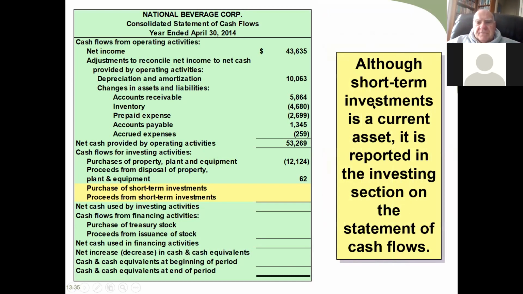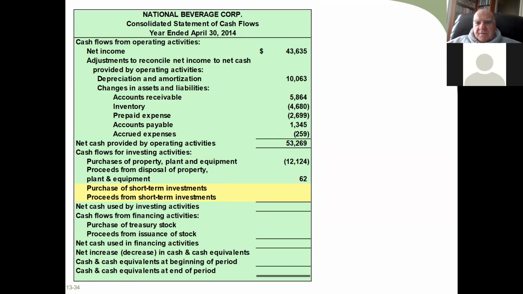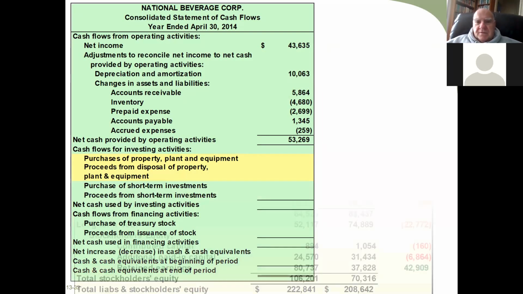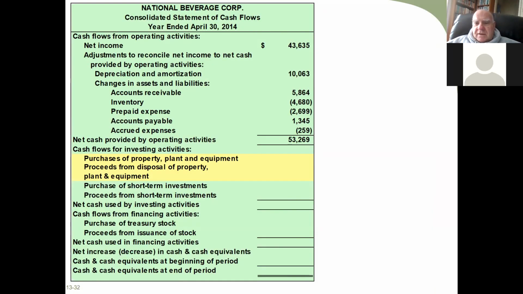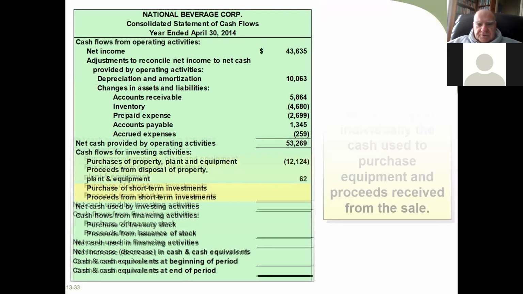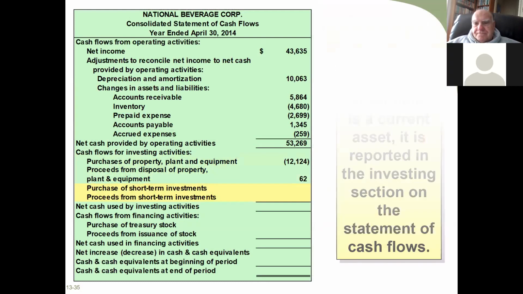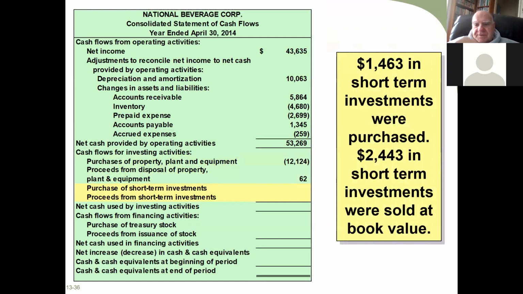Although short-term investments is a current asset, it's reported in the investing section on the statement of cash flows. So now we have to do Mr. Yellow here. And I like to go back to that number again. This is my style. I want to see it again. 980. Let's see if this one agrees. 980. Okay. Let's take a look at this.